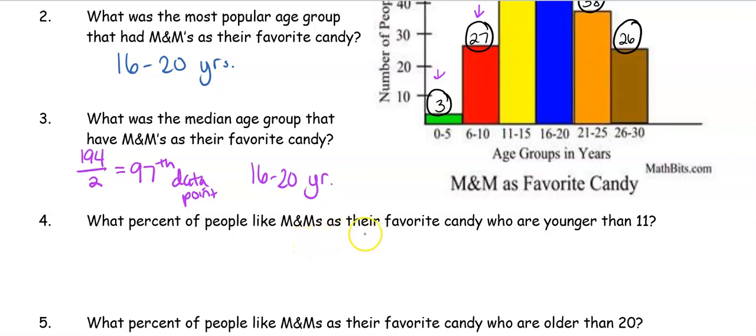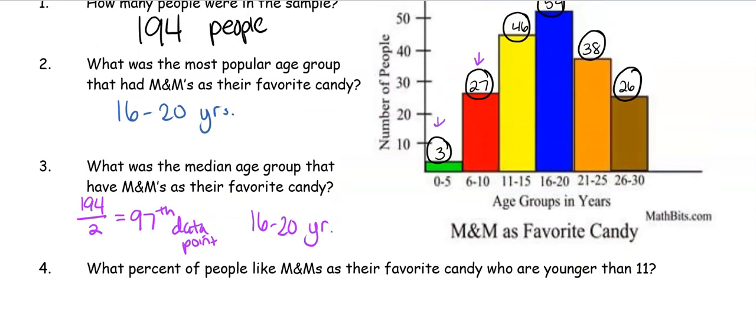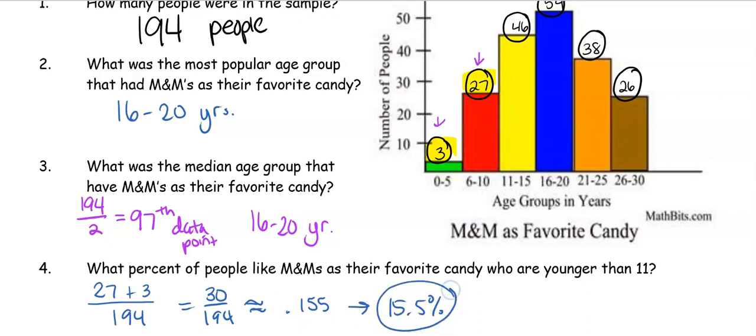What percent of people like M&Ms as their favorite candy who are younger than 11? So we've got a little bit more to consider here. It's anyone younger than 11. So we have 27 people from this group and 3 people from that group. Both of those categories are younger than 11. So we have to consider the 27 from 6 to 10 and the 3 from 0 to 5. Remember, that's success over the total of 194. 30 over 194 is going to give us about 0.155, which is 15.5%.